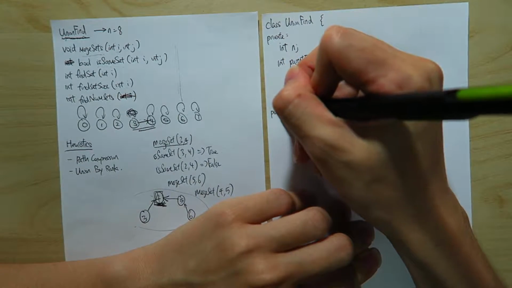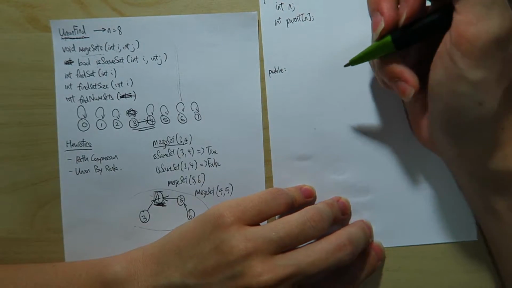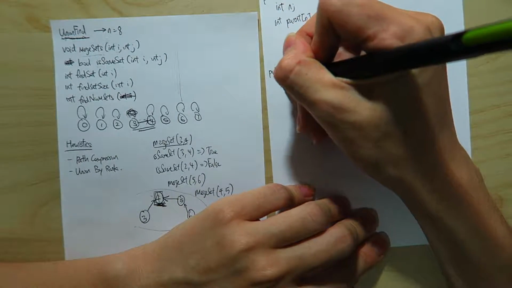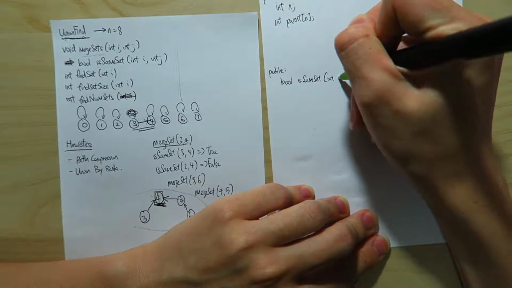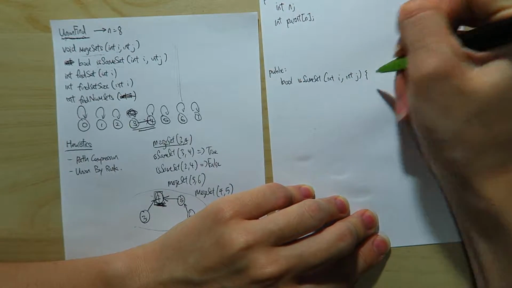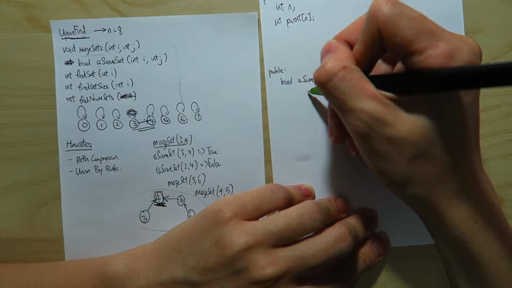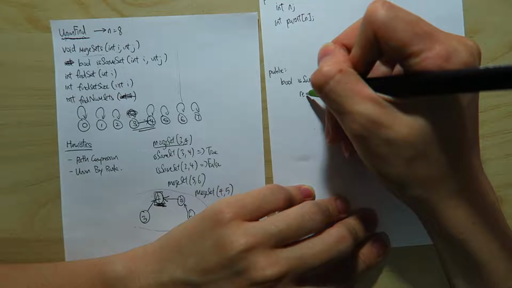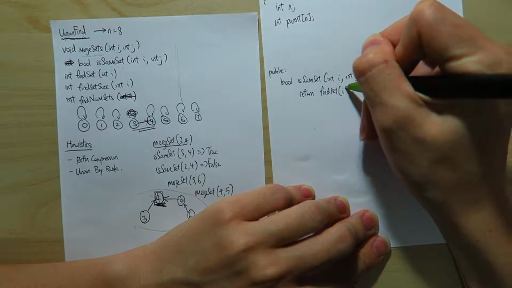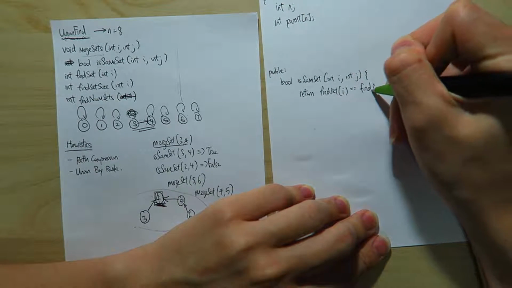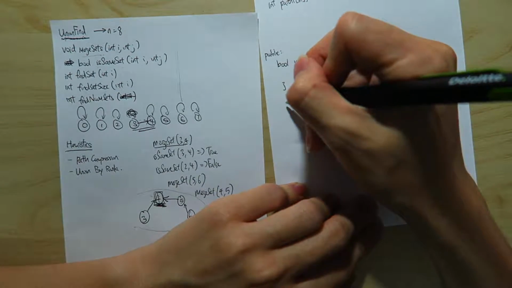Let's go to the public functions. So firstly, let's do is same set, bool isSameSet(int i, int j). So what is going to happen here is really what we want to do is return findSet(i) equals findSet(j). Alright, so I haven't really said what find set is, so let's go through find set.